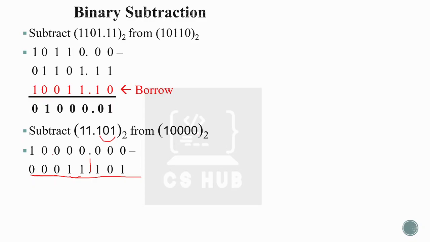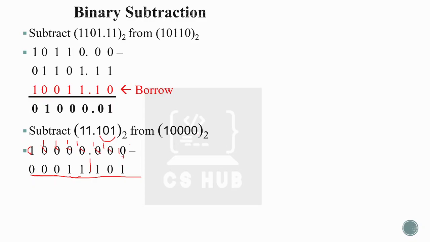Here all the numbers are zeros except this one. So the process of borrowing will continue from here to here. This 0 needs a 1 bit that will be given from this 1 bit. This 1 becomes 0 and the same process continues. What will happen after this process? This 0 becomes a 1, this 0 becomes a 1, this 0 becomes a 1, this 0 becomes a 1, this 0 becomes a 1. This 0 becomes a 1 and after this, this 0 becomes a 2. This is the process. This 0 becomes a 10.